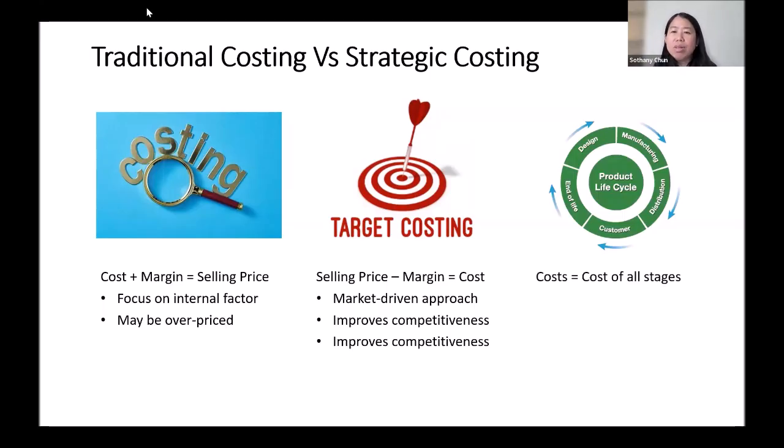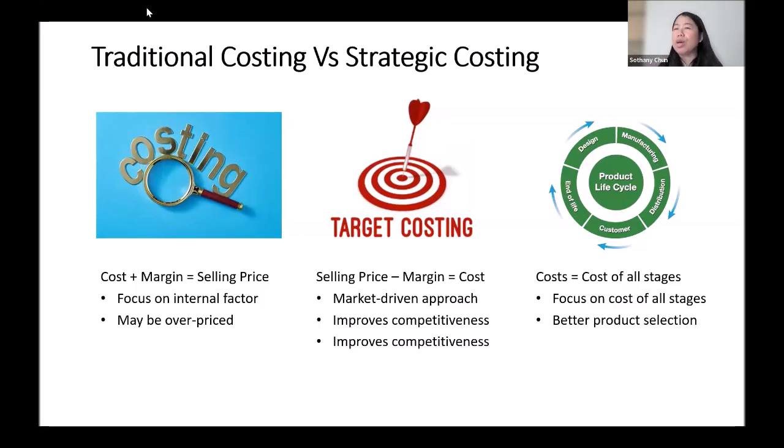And for the product life cycle costing, we don't talk about the selling price, but about the cost itself, so this one can be used in anything, whether under traditional costing or under target costing. The product life cycle costing is the cost of all stages. So it focuses on all stages, and it helps us to select a better product or a better investment opportunity.